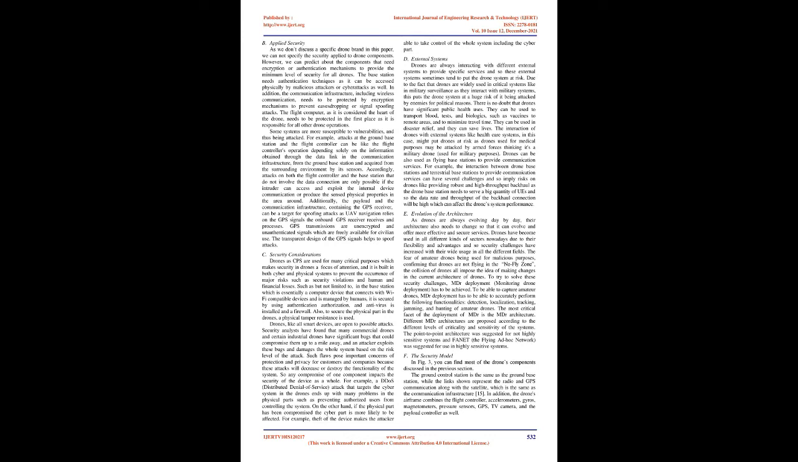D. External systems. Drones are always interacting with different external systems to provide specific services, and so these external systems sometimes tend to put the drone system at risk. Due to the fact that drones are widely used in critical systems like military surveillance, as they interact with military systems, this puts the drone system at huge risk of being attacked by enemies for political reasons.